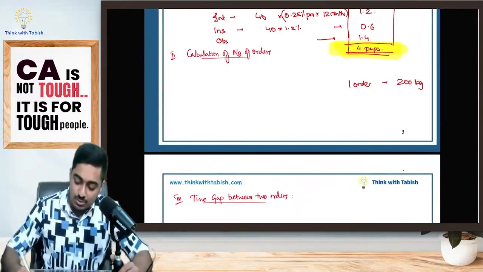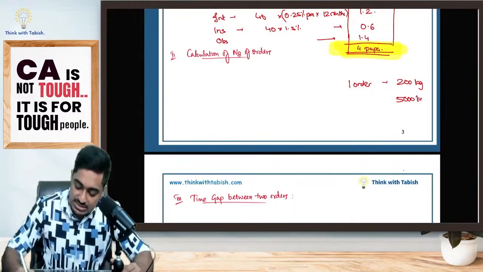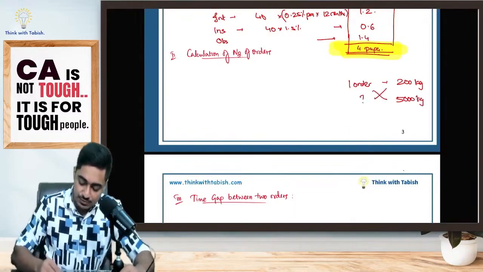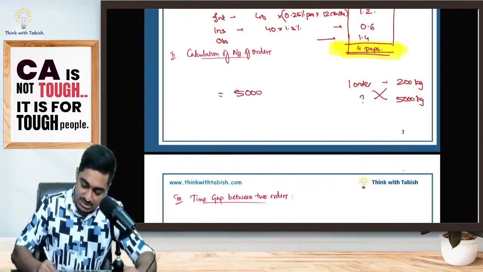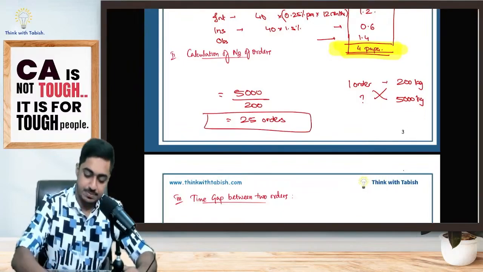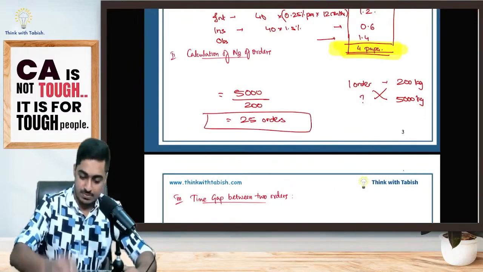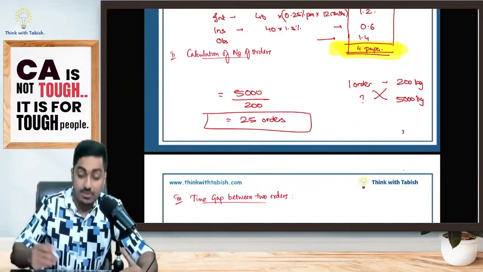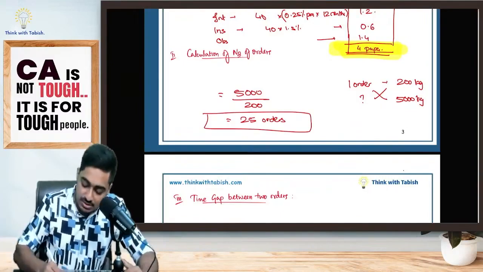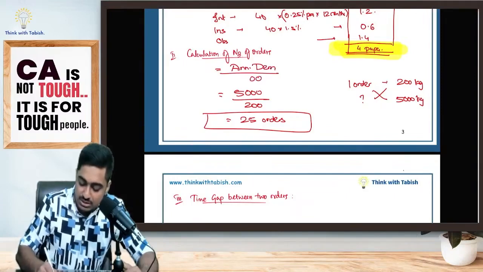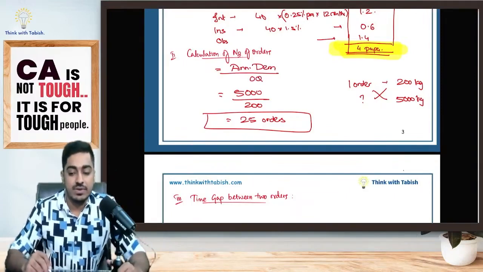Total how much is needed, boss? 5000 kg is needed. That means how many orders I have to place? It is 5000 divided by 200. Is it 25 orders? Please do give me a confirmation. 25 orders. Yes or no, everyone? You want the formula? Okay, sir. It is annual demand of raw material divided by ordering quantity. That also I can do. Yes or no, everyone?